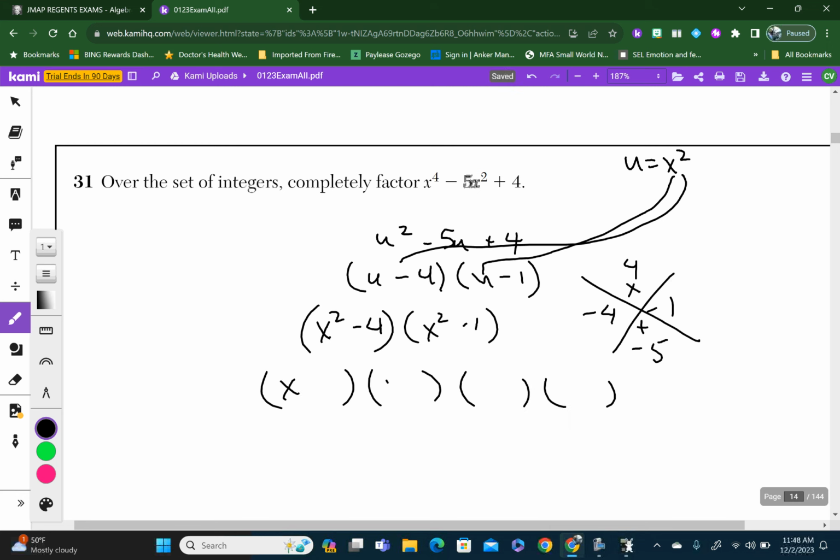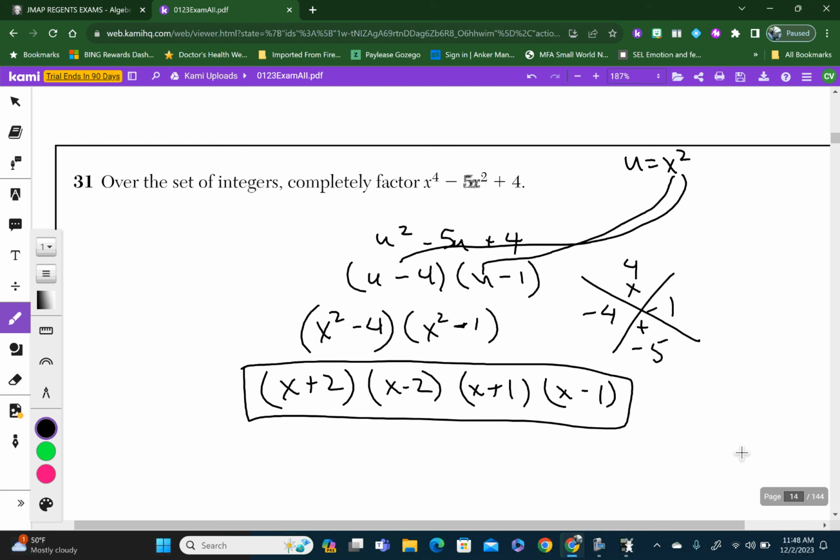To get negative 4, positive 2, negative 2, right? To get x squared minus 1, x and x, positive 1, negative 1. The popo's coming. And so there's my answer. Okay, so we did that.